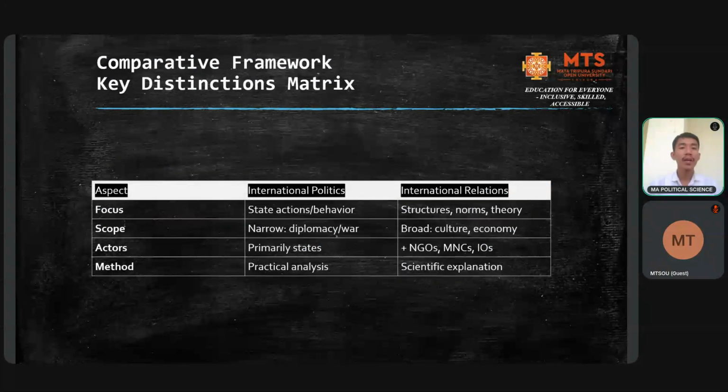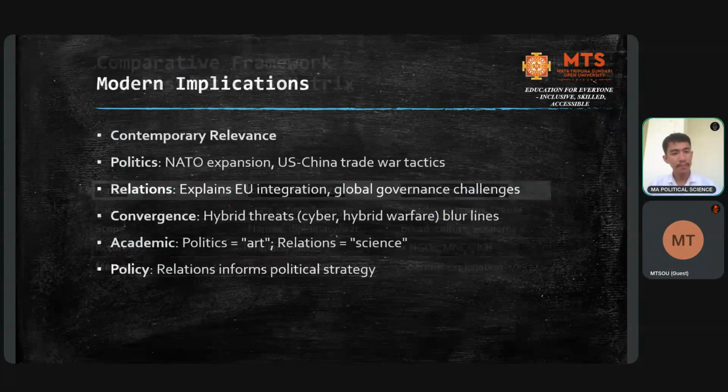So the comparative framework. Let's see international politics versus international relation. International politics focuses on state actors and behavior. International relation focuses on structure, norms, and theory. Scope: international politics is narrow, mainly diplomacy and war. International relation focuses more on culture and economy. Actors: in international politics, primarily states; in international relation, states plus NGOs plus MNCs plus international organizations. The method of international politics is practical analysis. International relation is scientific explanation.